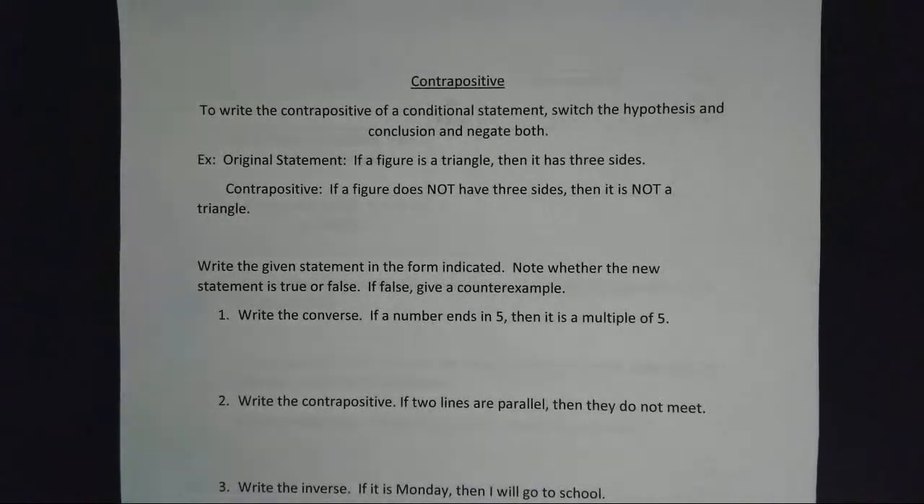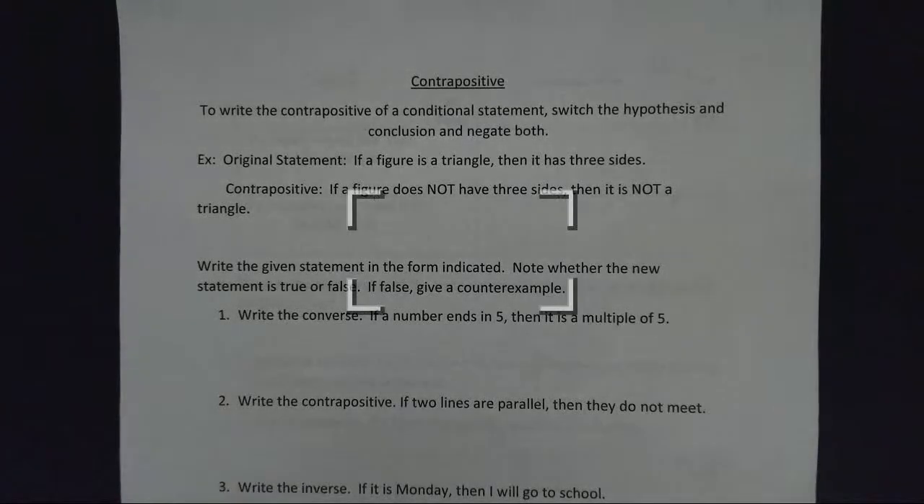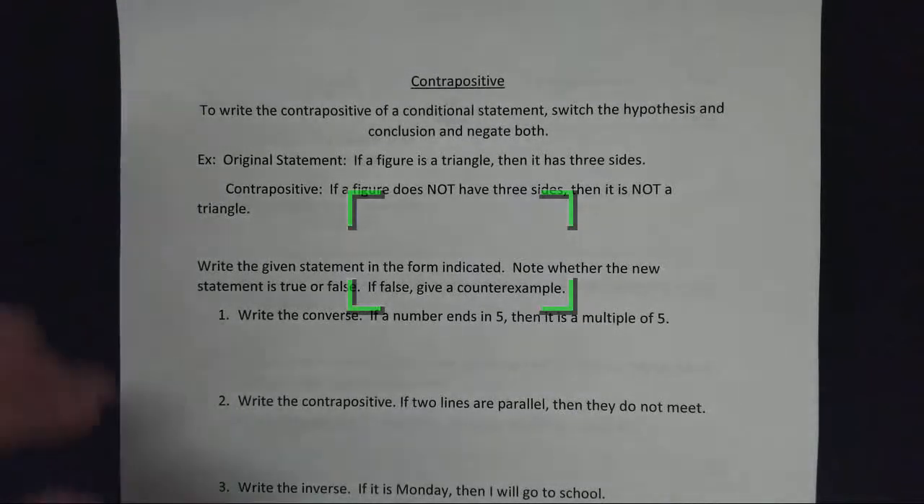And finally, we have the contrapositive. Now, to write the contrapositive of a conditional statement, we switch the hypothesis and the conclusion, just like the converse, and we negate both of them, just like the inverse. So we're sort of combining the converse and the inverse. We're switching them, and we're negating them.